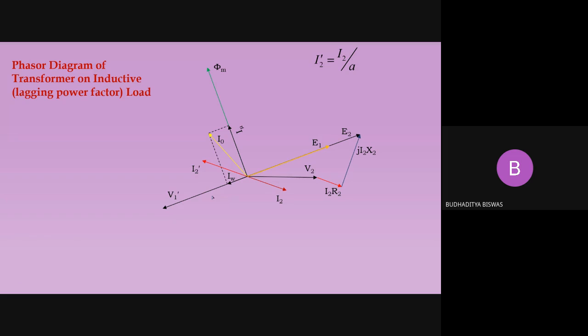So I2 dash is the primary winding current, and I0 is the no load component of the current. If we take the summation of these two currents, we get the primary current I1. So the primary winding current I1 has two components: one is the no load component, and another is the winding current. As I mentioned, if you don't have anything in the morning, you need to eat one biscuit only. This is nothing but the I0.